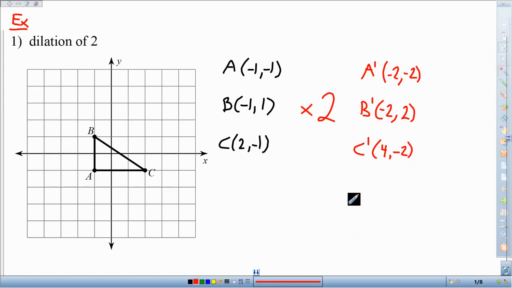Okay, and there it is. That's going to give us our dilation. So let's see what happens. A prime is at -2, -2: to the left 2, down 2. Here's A prime. B prime is at -2, +2: to the left 2, up 2. And C prime, +4, -2: to the right, 4, down 2. Connecting these dots, we will get our dilation.